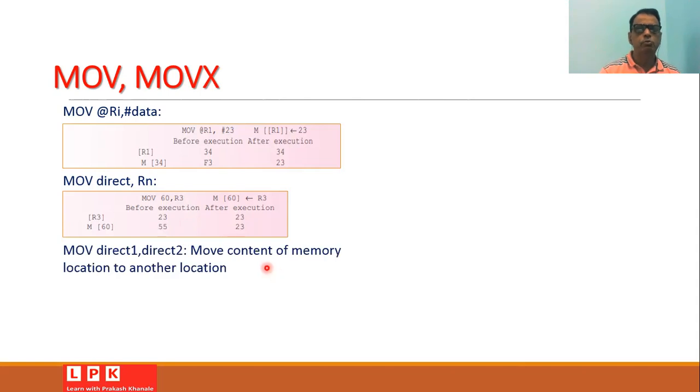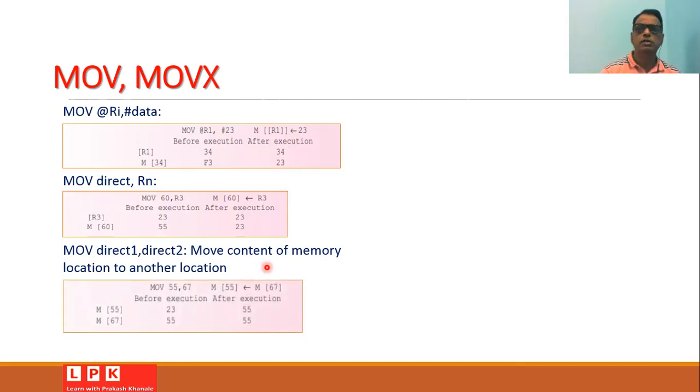It is possible that you can move the content of one memory location to another memory location. And for this, you can make the use of the instruction MOV direct1, direct2. If I write the instruction MOV 55, 67, then the content of the memory location 67 will be moved to the content of memory location 55. So for example, if the content of 55 is 23 and content of 67 is 55, then after the execution of this instruction, the content of 55 will remain 55 and the content of 67 will also remain 55.